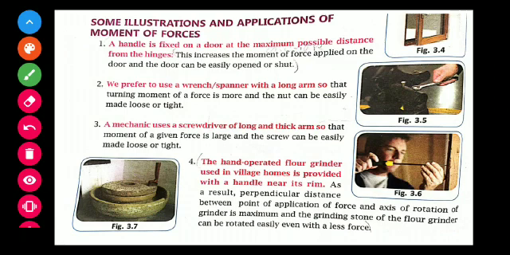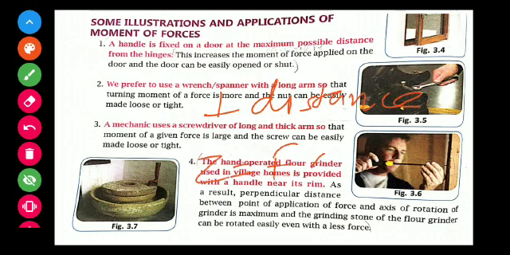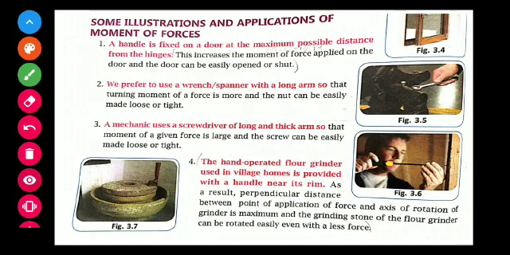Let's discuss the examples. First of all, a handle is fixed on the door at the maximum possible distance from the hinges. Why? Because in this case we increase the perpendicular distance, and torque is equal to force into perpendicular distance. We increase the perpendicular distance, therefore there is a decrease in force for constant torque. That's why we provide the handle at maximum distance from the hinges.